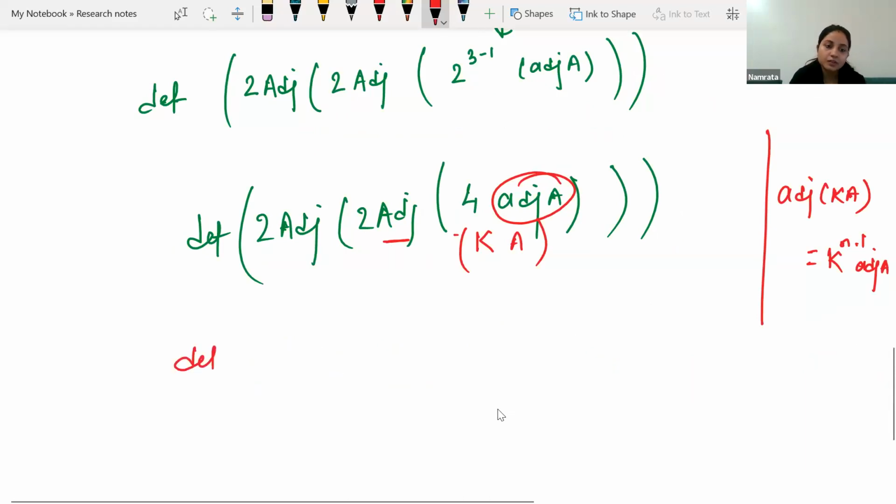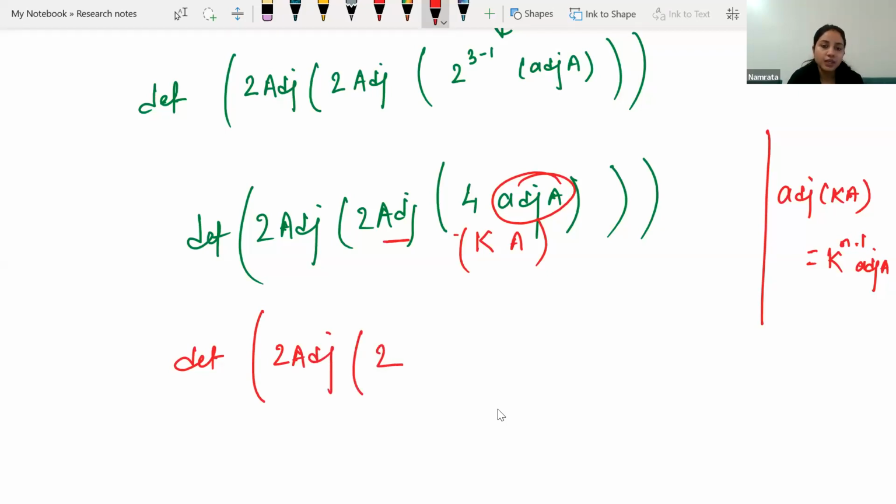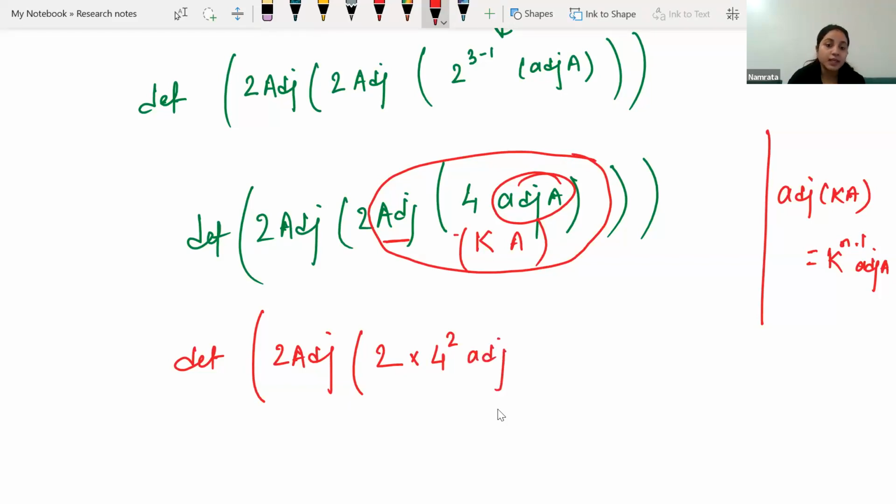So we are having determinant, then 2 times adjoint, then again 2, and this adjoint of KA, we are going to use the formula for this part. Adjoint of K into A, that way we are going to use the property. So the property says K to the power n minus 1. K is 4, so 4 to the power n minus 1, which means 3 minus 1, that is 2, times adjoint A.